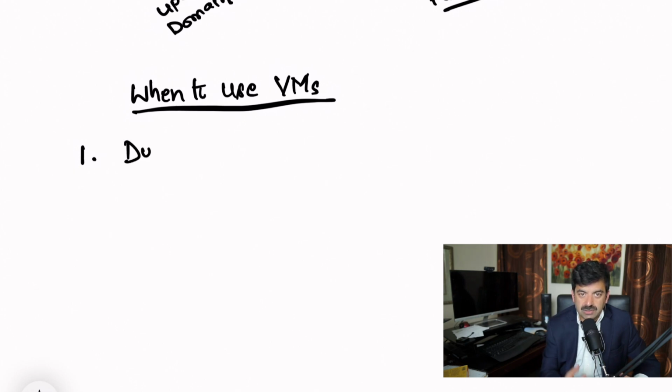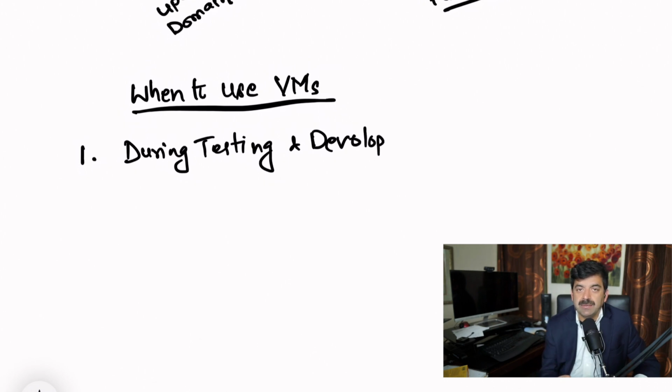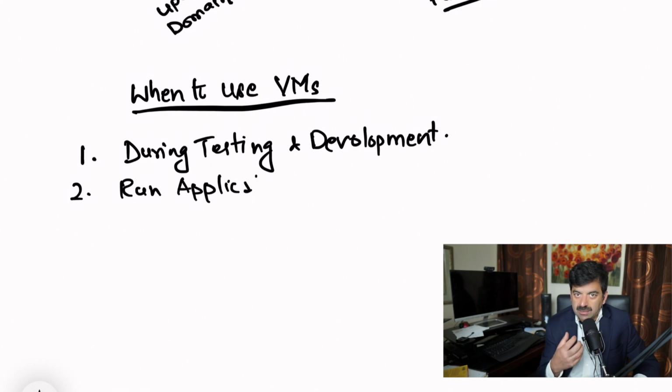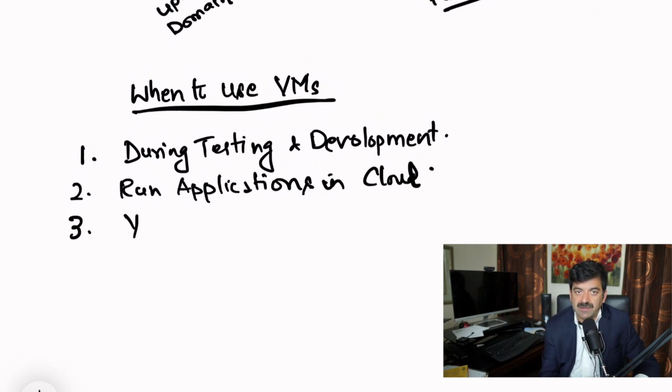When to use virtual machines? You can use virtual machines for development and testing your applications. You can use a virtual machine when you want to have total control over your operating system. You want to configure your application in a configuration defined by you. You want to have total control over the configuration and the environment.